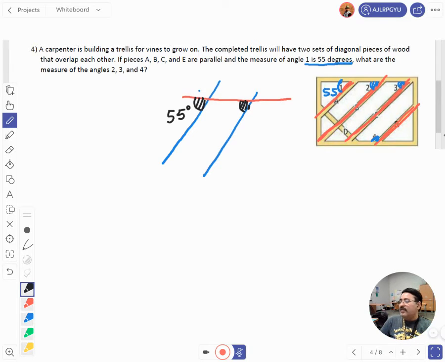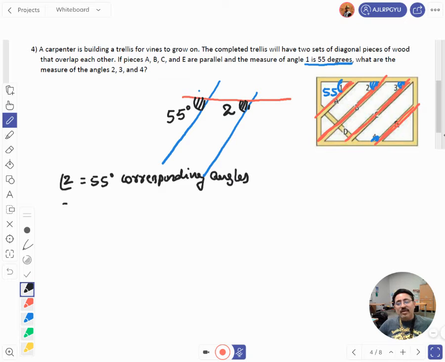Are they alternate angles, corresponding angles? Sum of co-interior angles is 180 degrees. What could that be? They are corresponding angles. Therefore, angle 1 and angle 2 are corresponding angles. Therefore, angle 2 equals 55 degrees because they are corresponding angles.